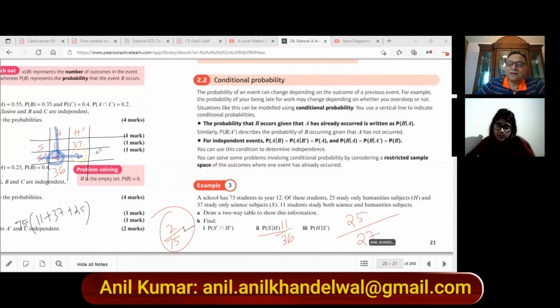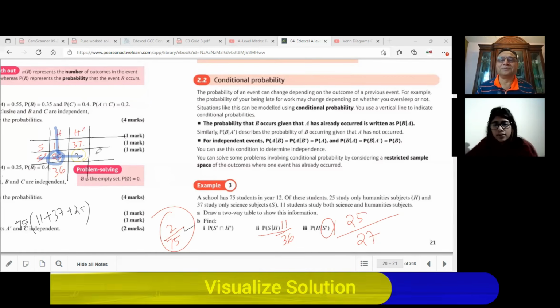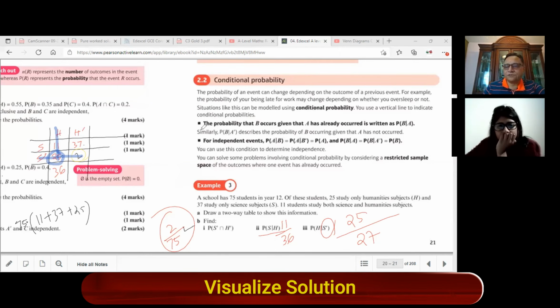That is very important. You have to see that the domain is what has occurred. Therefore, this time we are dividing by 27, not by 36. Is that clear? So the restricted domain is very important when it comes to conditional probability. Okay. So let's erase this and we can take more questions.